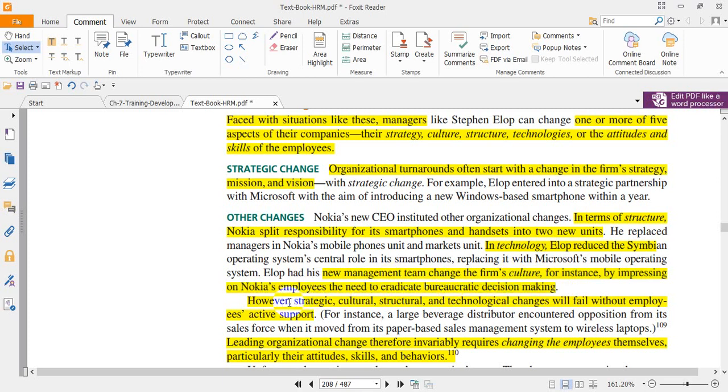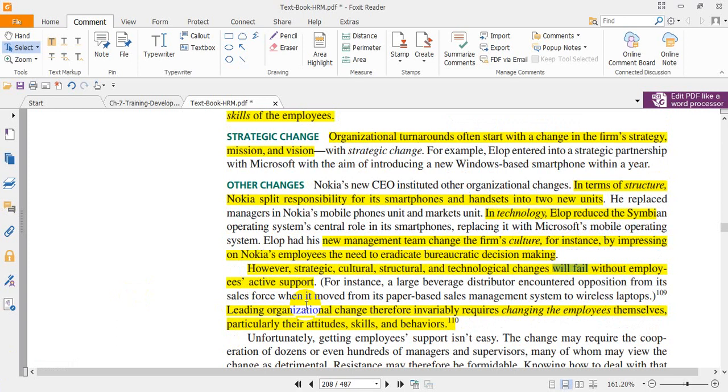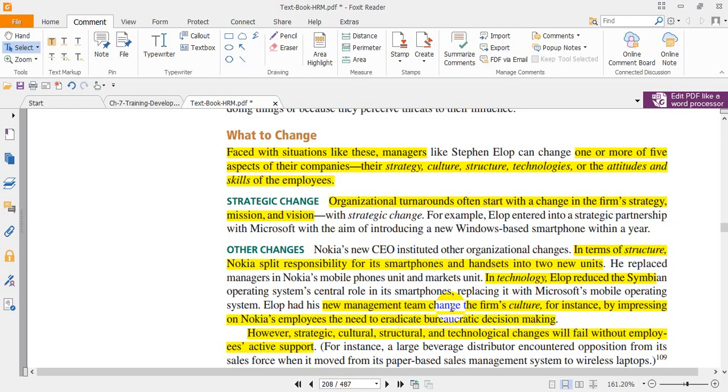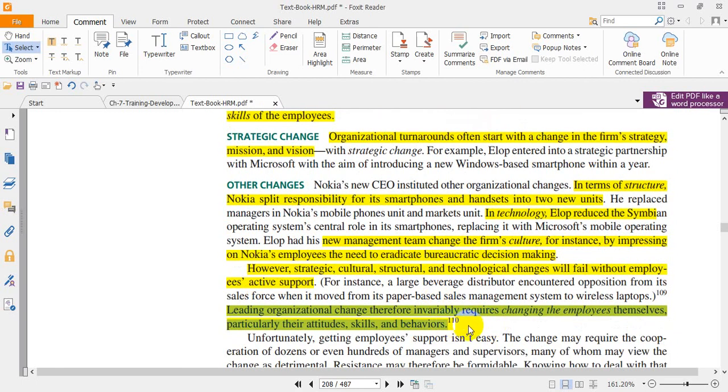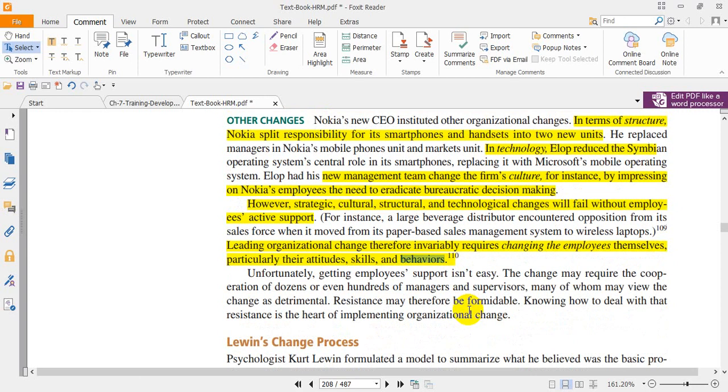However, strategic, cultural, structural, and technological changes will fail without employees' active support. So, leading organizational change, therefore, invariably requires changing the employees themselves, particularly their attitudes, skills, and behavior. So, what do we need to change? Maybe we need to change strategy. We need to change structure, culture, technologies, and most importantly, we need to change attitudes, skills, and behaviors of our employees.